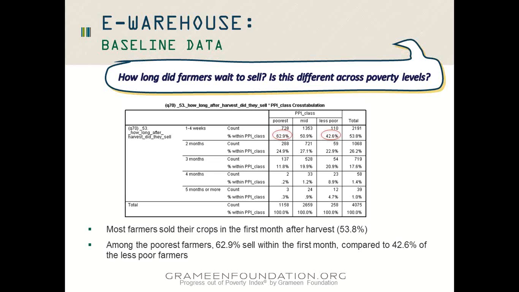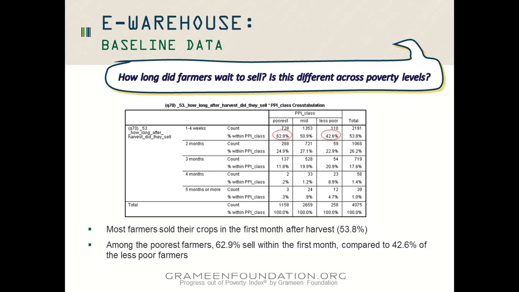And this really speaks to the lack of liquidity among poor farmers. Poorer farmers didn't have the luxury of waiting until the sale prices increased before selling. So this was confirming our original hypotheses and validating the design of our program.